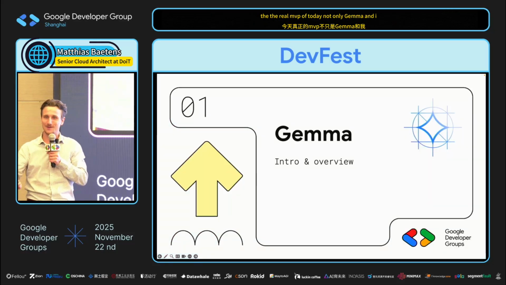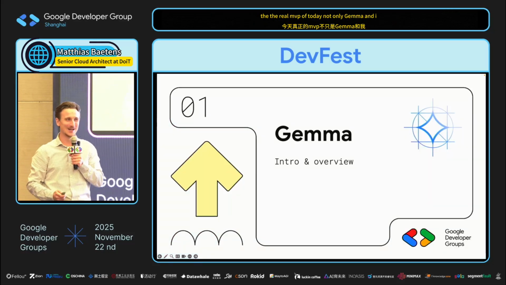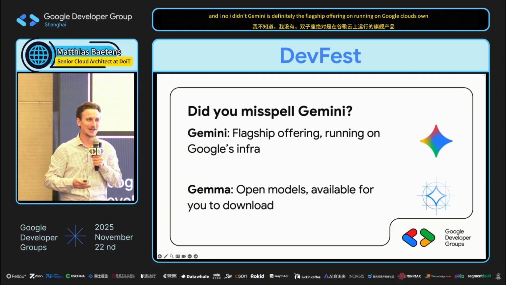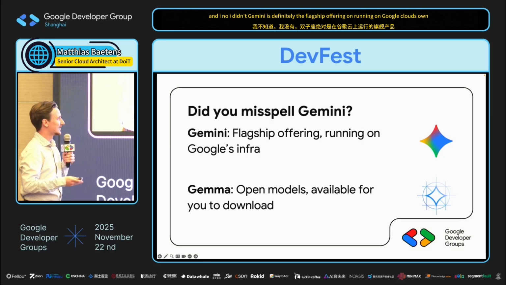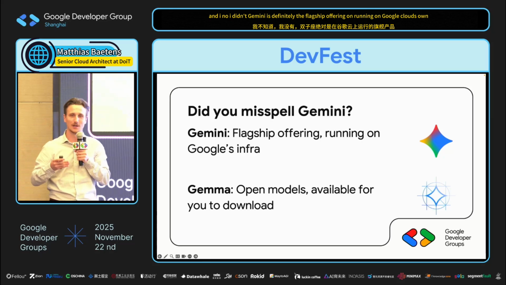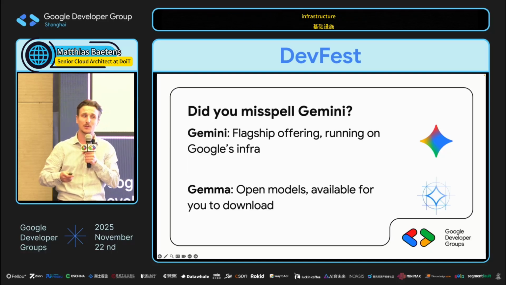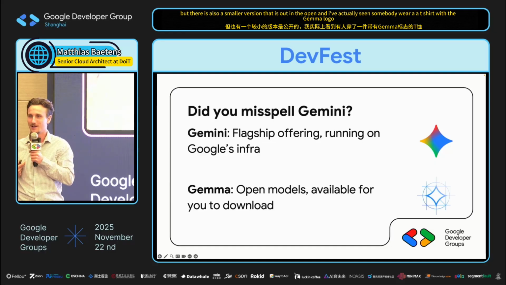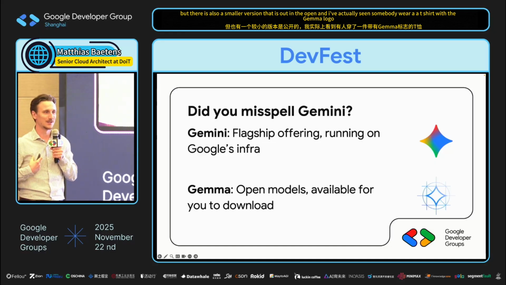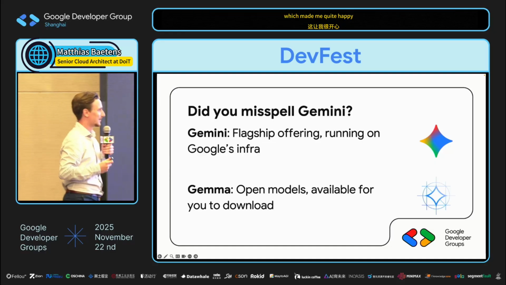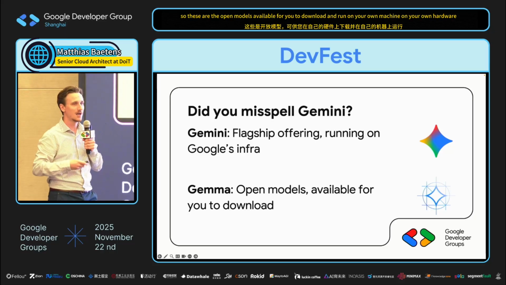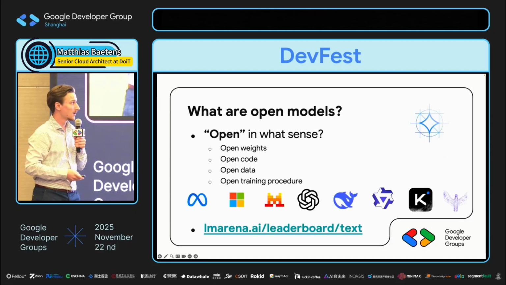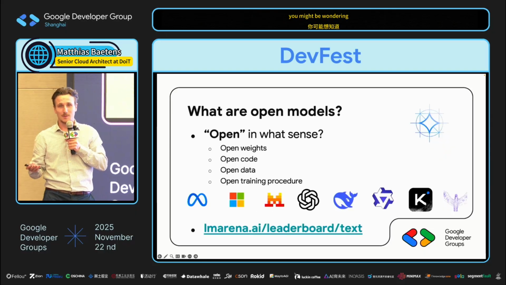So Gemma, the real MVP of today, not only Gemini. Maybe some people are wondering, did you misspell Gemini? No, I didn't. Gemini is definitely the flagship offering running on Google Cloud's own infrastructure, but there's also a smaller version that is out in the open. And I've actually seen somebody wear a t-shirt with the Gemma logo, which made me quite happy. So these are the open models available for you to download and run on your own machine, on your own hardware. So what is an open model, you might be wondering?